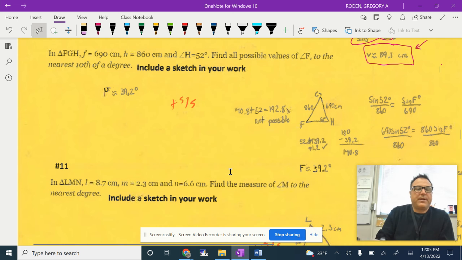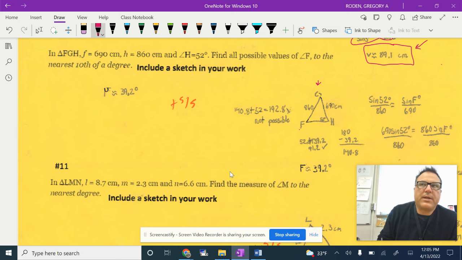The next one is, what do we have here? We have our triangle FGH, and we can see that F is opposite angle F, which is 690. We have angle H, which is opposite of capital H, which is 860. And then we got H is 52. So what do we have now? We have angle, side. Now, angle, side always implies law of sines. So you just put that stuff into that.